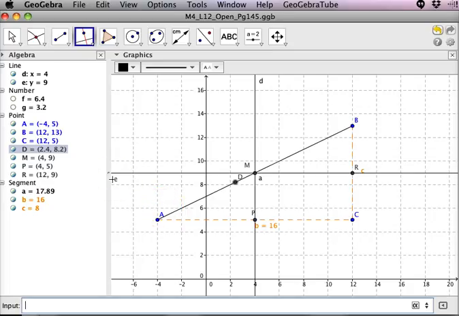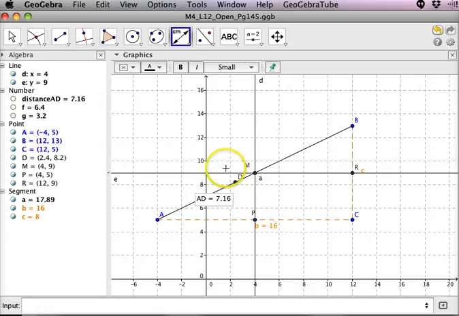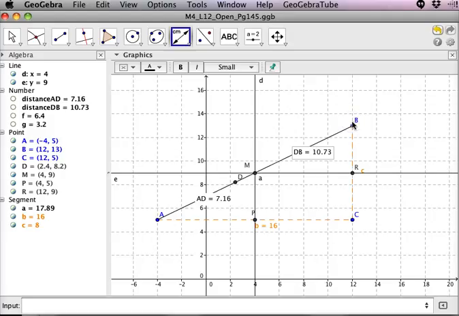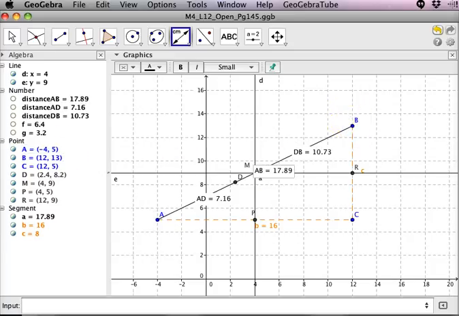We could prove that out if we wanted to, find the length of it. We'll just go with the measuring tool here. I'll measure A to D. It tells me it's 7.16 units. I can measure D to B, 10.73, and I can measure A to B if I didn't already do that: 17.89 units.